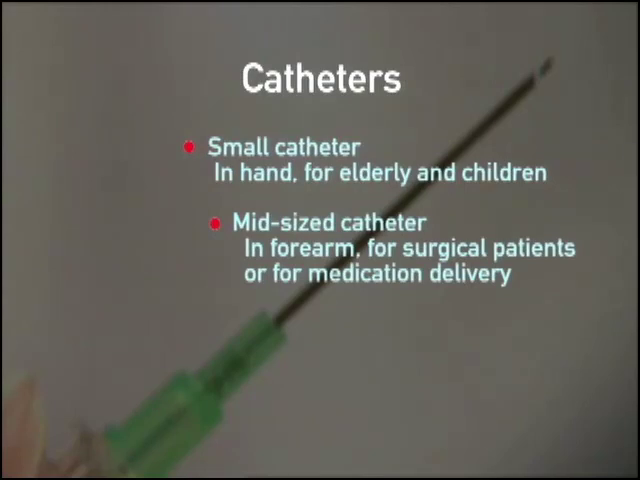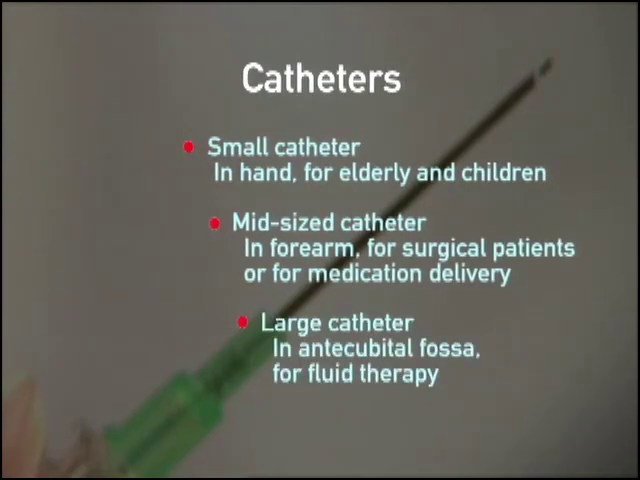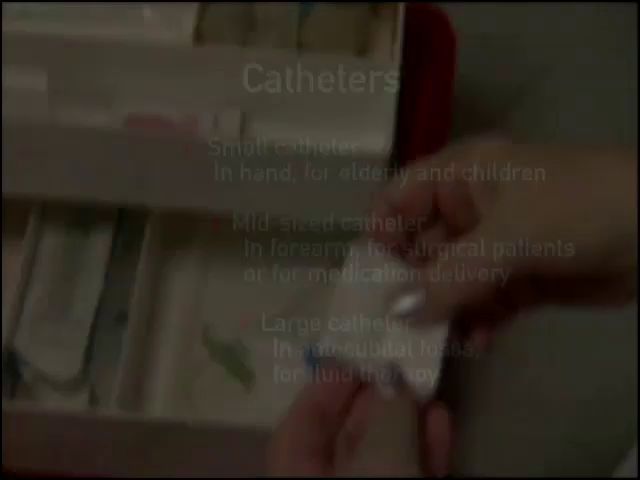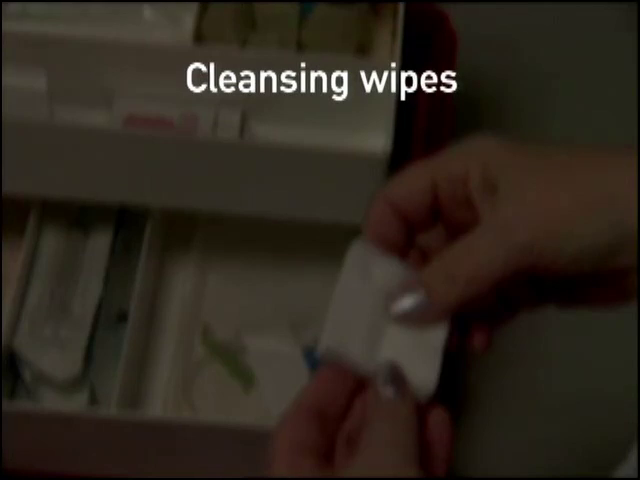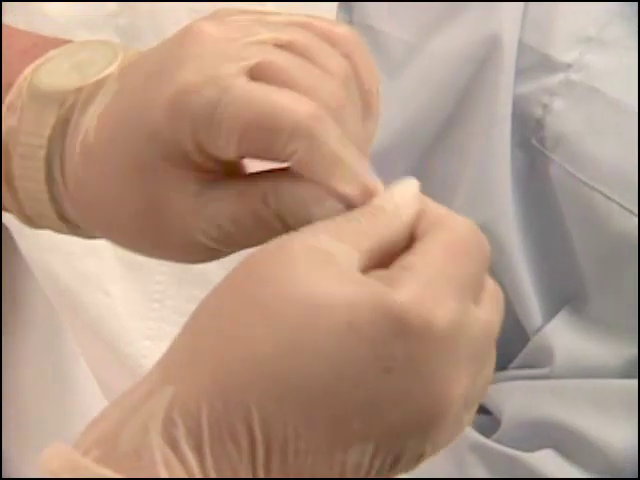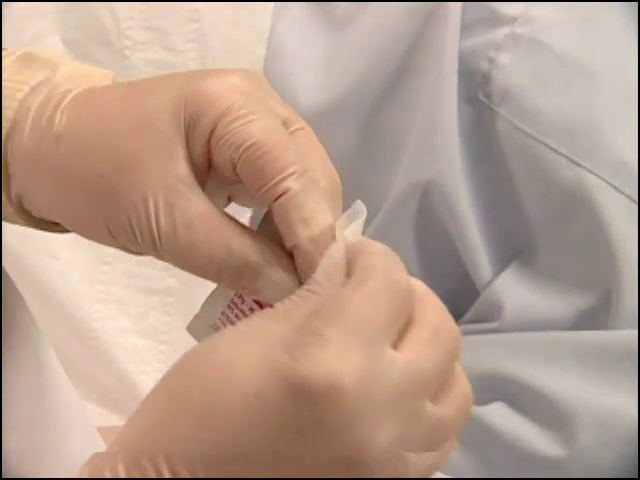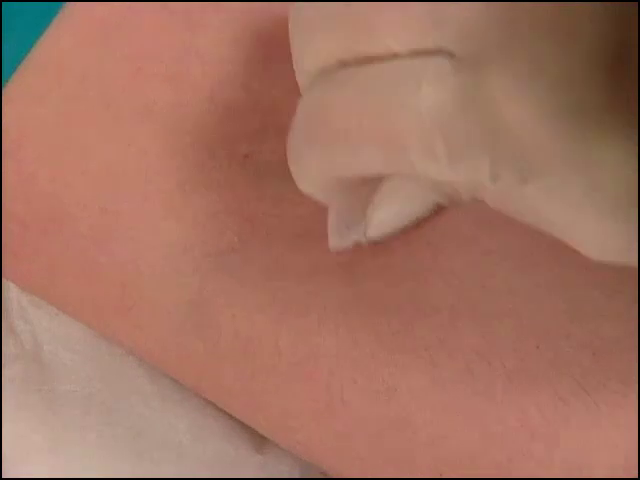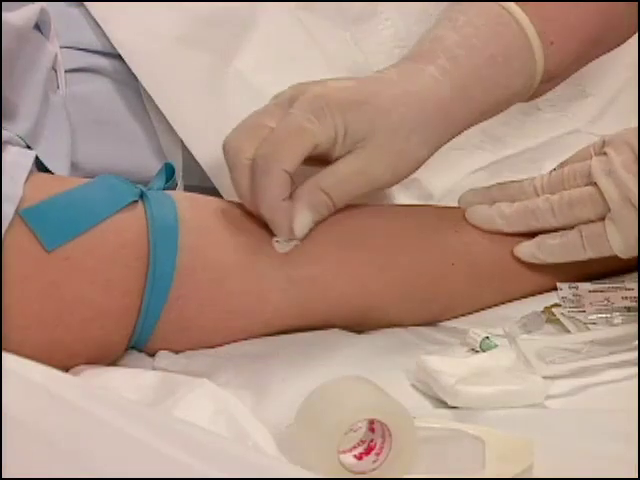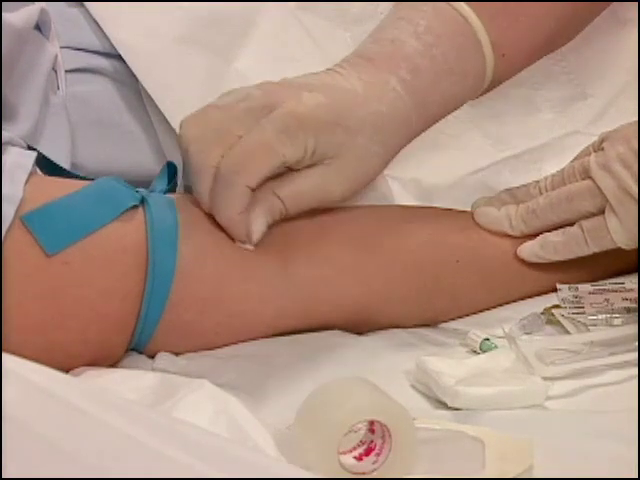The largest catheters, 14 and 16 gauge, are generally placed in the antecubital fossa for fluid replacement in trauma patients. Cleansing wipes may either be alcohol or iodine solution. Both are used to cleanse the skin of any bacteria that may be present. Use only alcohol if the patient has an allergy to iodine. Use of specific cleansers is based on local protocol.